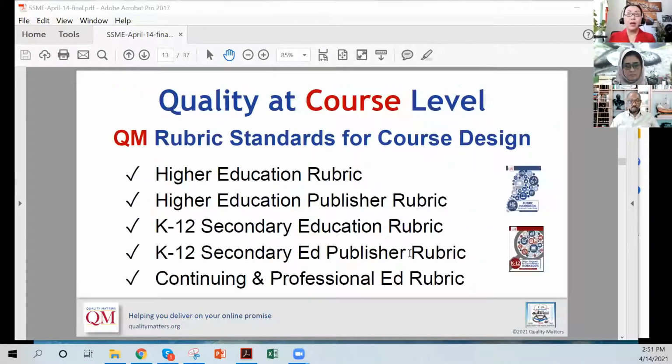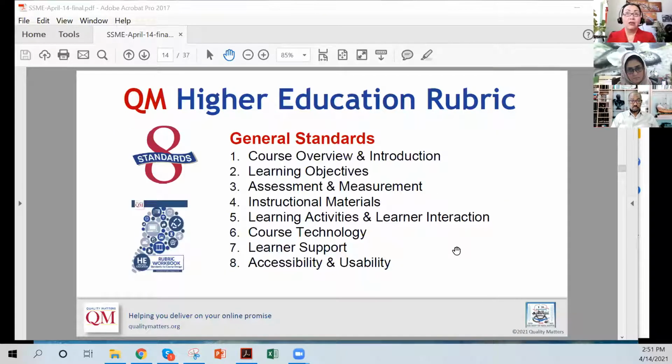So today, because of the time, we will focus on course level, because our title is how to build a quality online course, right? QM offers 5 sets of standards, and we call them a rubric, because it's not just one sheet of paper, it's an entire rubric. And here we are going to share a bit about higher education. The higher education rubric is composed of 8 components, or we call them the 8 general standards.